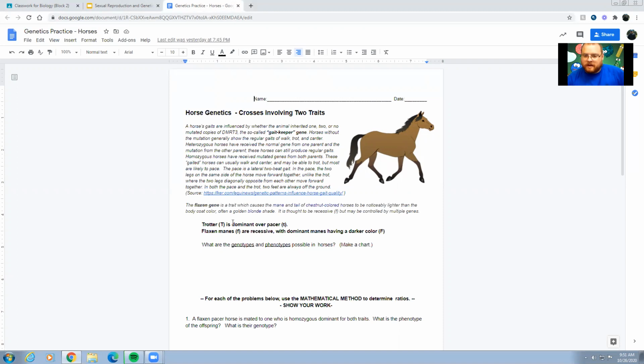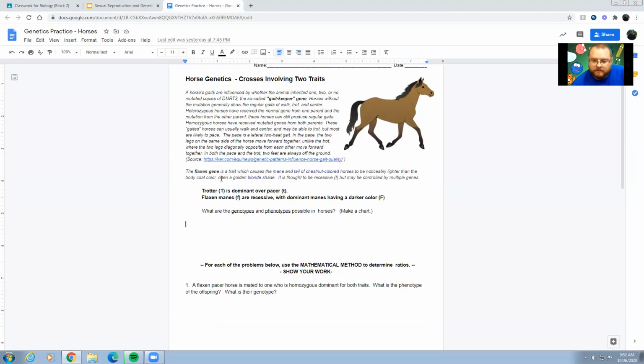The pace is a lateral two-beat gait. In the pace, the two legs on the same side of the horse move forward together, unlike the trot, where two legs diagonally opposite from each other move forward together. In both the pace and the trot, two feet are always off the ground. So that's our reading assignment. The flaxen gene is a trait that causes the mane and tail of chestnut-colored horses to be noticeably lighter than the body coat color, often a golden blonde shade. It is thought to be recessive, but may be controlled by multiple genes.